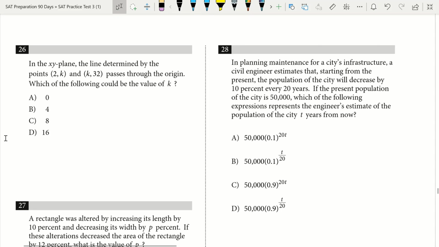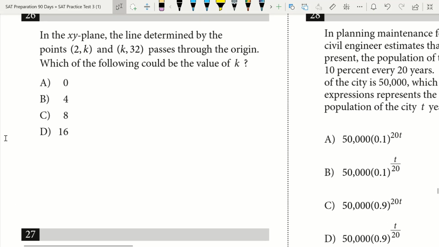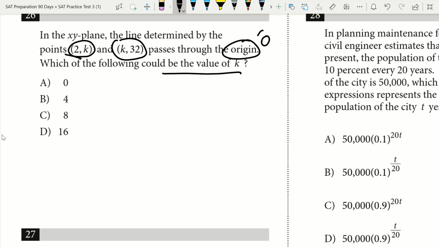So we got, in the xy plane, the line determined by the points (2, k) and (k, 32) passes through the origin. Which of the following could be the value of k? All right, what I immediately look at when I have a pair of points like this, and I'm told that it passes through the origin, if you don't know, the origin is (0, 0). Okay, so you'll want to put that in your notes if you don't know it. The origin is (0, 0), so I'm going to look to find my slope.